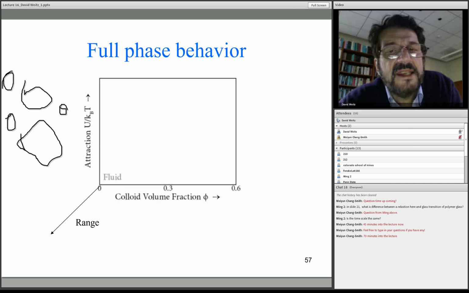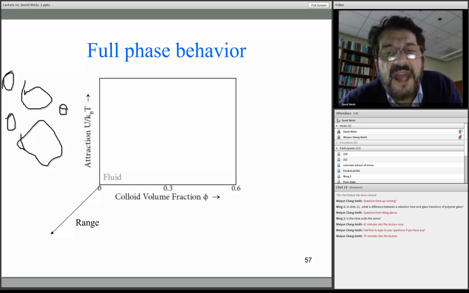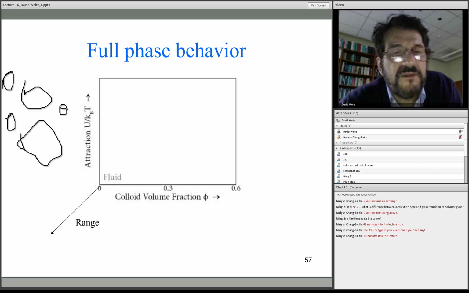In that case, there's essentially a pressure that pushes the two particles together and creates an attractive interaction. And that's the depletion interaction. The size of the small particles determines the range of that interaction.